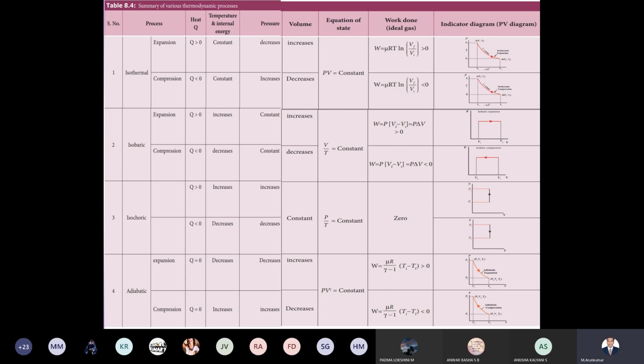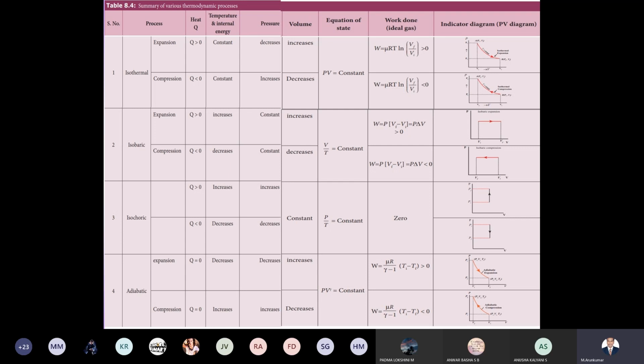Then also you have to know, for an isothermal process, the temperature will be constant. For an isobaric process, pressure will be constant, in both the cases of expansion and compression processes. For an isochoric process, volume will be constant. Then in an adiabatic process, there will be no heat transfer, right? Say in isothermal expansion, temperature is constant, pressure will decrease, volume will increase, and the equation of state will be PV is equal to constant.